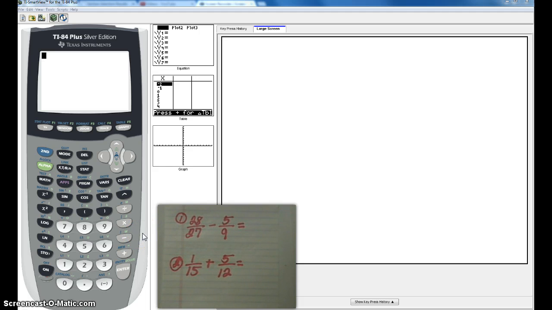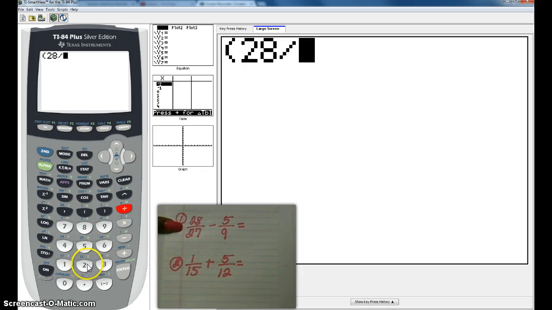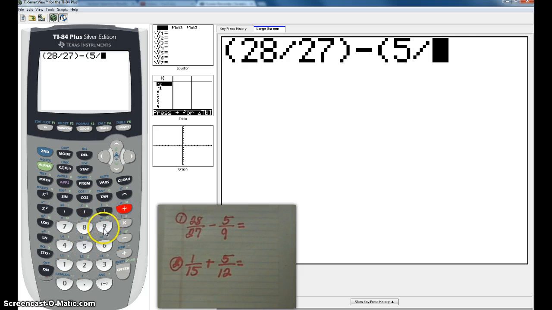So for example, if we wanted to do the first problem here, 28 over 27, we will put each fraction individually in a parenthesis. So you have parenthesis 28 divided by 27, close your parenthesis, and then minus. Now you need another set of parentheses for 5 over 9. Parenthesis 5 divided by 9.